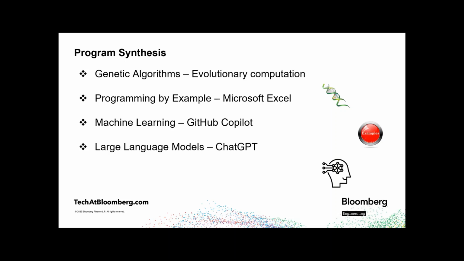And so there are different ways to do program synthesis. One of them is genetic algorithms using evolutionary computation, which I just mentioned, and I'll show an example of that today, using abstract syntax trees and also a custom program language. You can also use programming by example. That's a technique popularized by Microsoft Excel, Flash Fill. That's by Sumit Gulwani. We'll take a look at that.